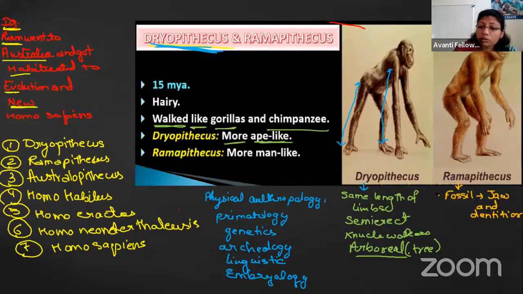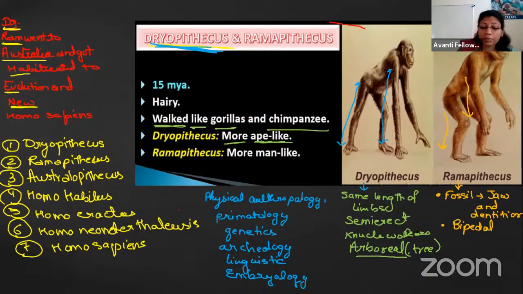Okay, so the next point for this, they are the direct ancestors of man. Why can we say this? Because as you can see, they have an erect posture. Their legs are longer than the forelimbs. Their hind limbs are longer than the forelimbs, and now they have started walking on two legs, that is their hind limbs, right? So when they started walking on the hind limbs, we can say they are bipedal.